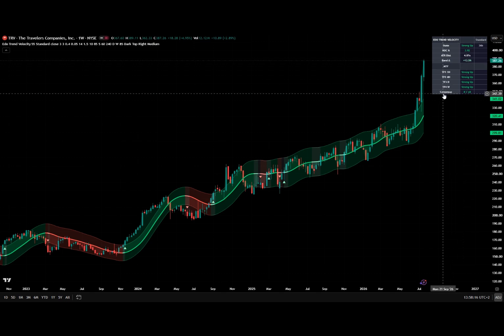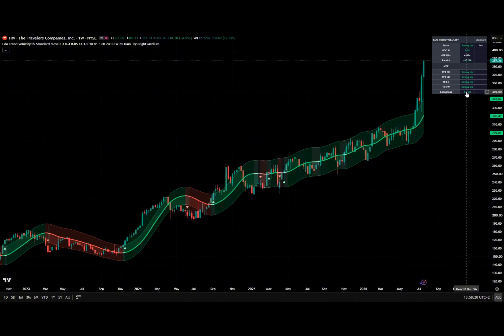And down here, every timeframe agrees, consensus 8 out of 8, the maximum reading. Strong, fast, stretched and unanimous. That combination is exactly when chasing hurts most.